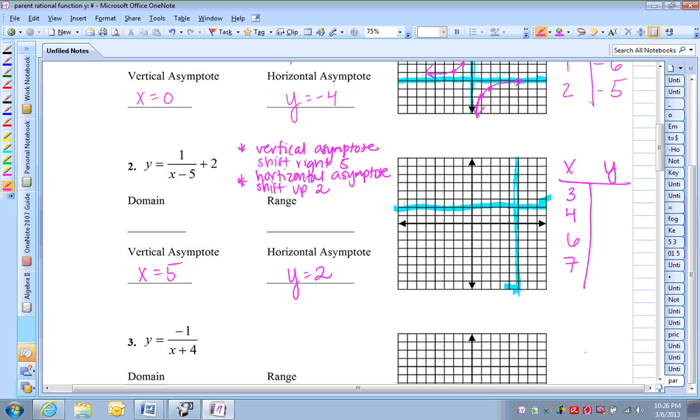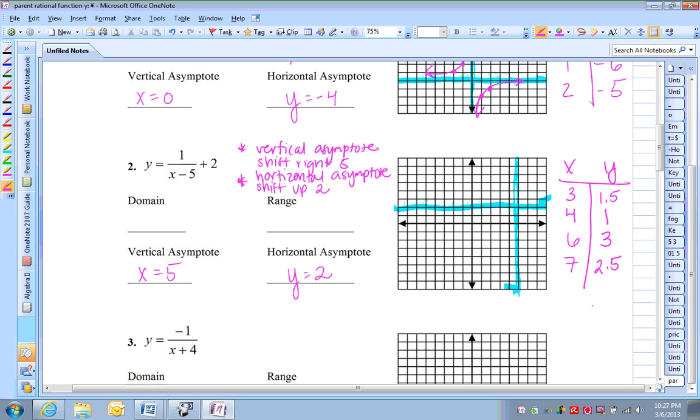And then I go ahead and plug each of these x values into my original equation and find the y values. And when I plug in 3, I get a value of 1.5, or 3/2. And when I plug in 4, I'm going to get a value of 1. And then when I plug in 6, I get a value of 3 for y. And when I plug in 7, I'm going to get a value of 2.5.